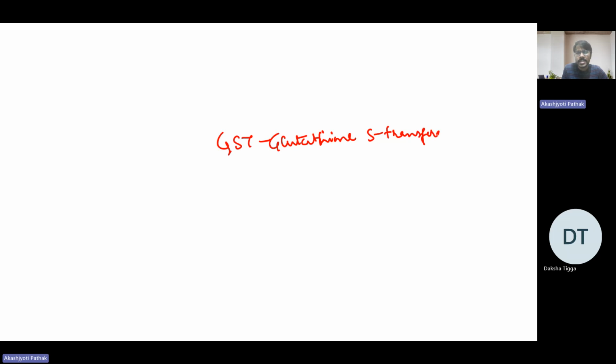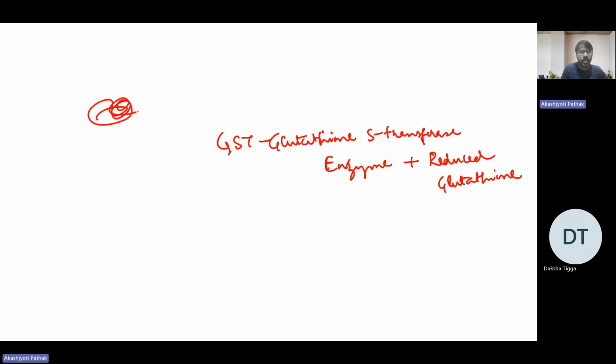This is an enzyme which is present in the cells of our body, and what is the substrate of this enzyme? The substrate of this enzyme is reduced glutathione. So what is done is that your protein is tagged with a GST tag. GST is another enzyme, basically. So this is your GST tag and this is your recombinant protein.